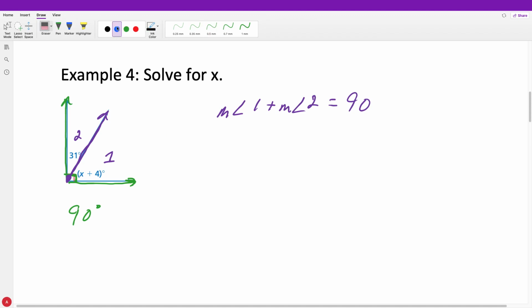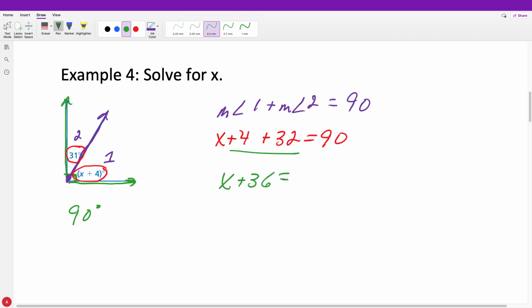So then what I can do is start substituting things in. Measure of angle 1, well, I said that angle 1 is represented by x plus 4. And then this angle 2 here, they tell us is 32 degrees. So instead of saying measure of angle 2, I can say plus 32 is then equal to 90. And now this is just a basic equation that we can solve. 4 plus 32 is 36, so x plus 36 is equal to 90. We can subtract our 36, and that means that x is then equal to 54.